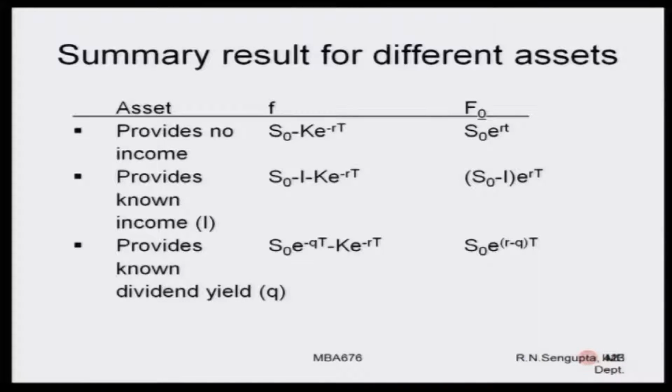The PPT slide which you see shows different types of assets. The first one provides no income, the next provides fixed income which is I0 as of now, and the last provides some dividend yield. The second and third columns are the value of the forward and the forward price.